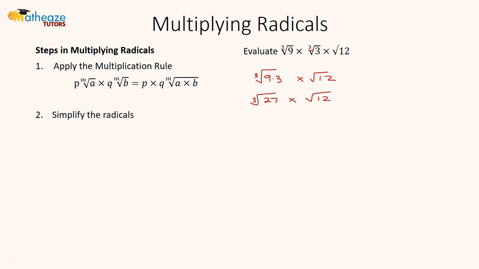So we're going to simplify 27. We have 3 and 9, and then 9 breaks up into 3 and 3. So the cube root of 27 is equal to 3. Now let's look at 12. 2 and 6, 2 and 3. We have a group of 2 here, so this is going to give us 2 square root of 3. So now this becomes 3 times 2 is 6. This is 6 square root of 3.